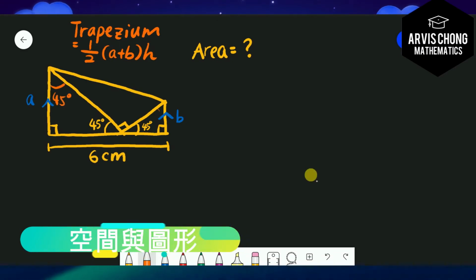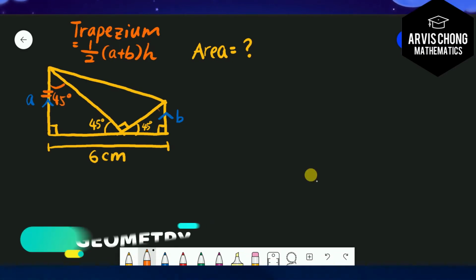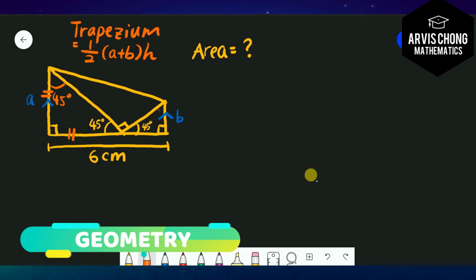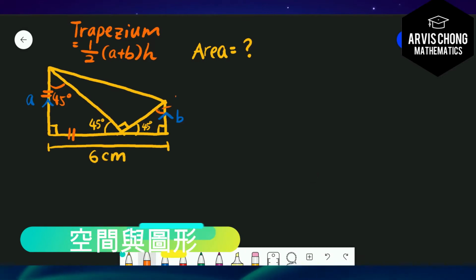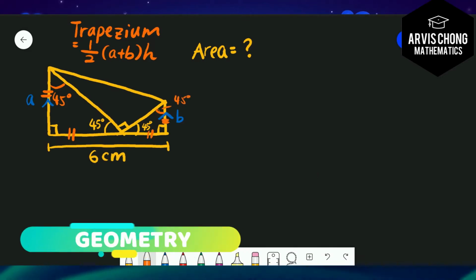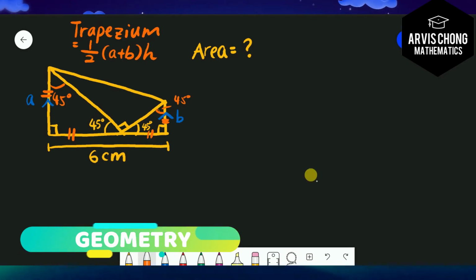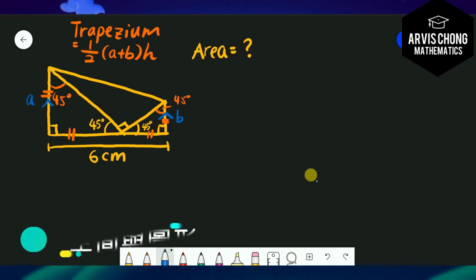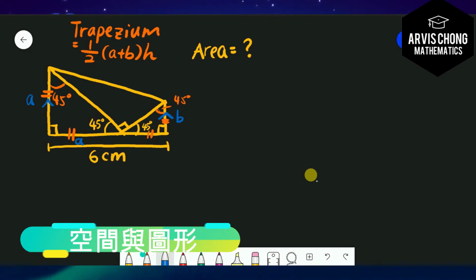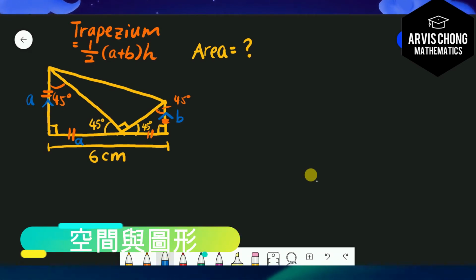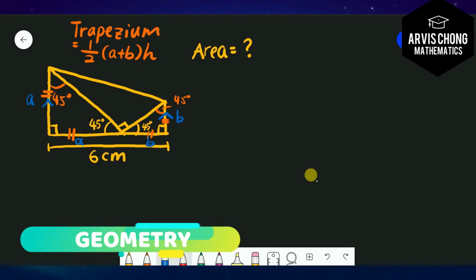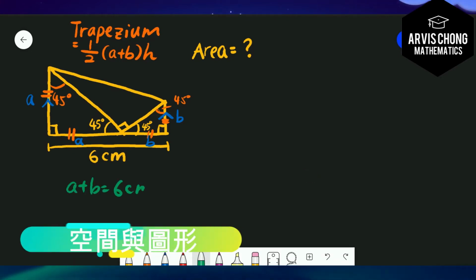In other words, this triangle is an isosceles triangle. Meanwhile, for this triangle it is also the same: here it's 45, and here will be 45 also, so this triangle is also an isosceles triangle. So here is A, and here is A also. And here is B, and here will be B also. We can make one conclusion here: A plus B equals 6 cm.